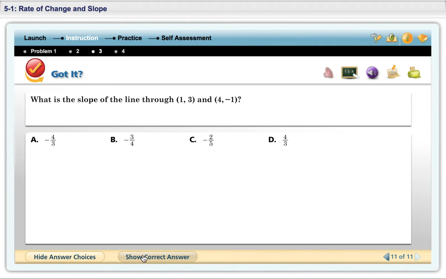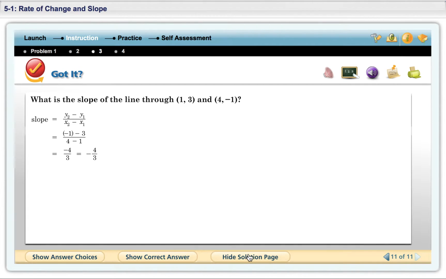All right, hopefully you've had a couple minutes to try this out and see what you got. The correct answer is negative 4 over 3. Let's look at the solution here. They decided to make these their x sub 2 and y sub 2. So they're going to start with the negative 1 and the positive 4, and then subtract these from them. So negative 1 minus 3, of course, is negative 4. And 4 minus 1 is 3.